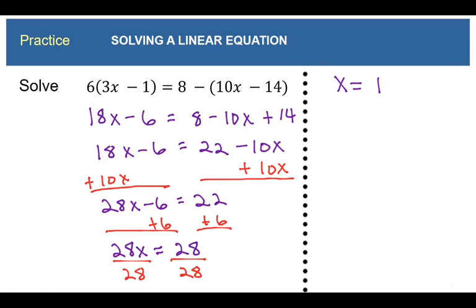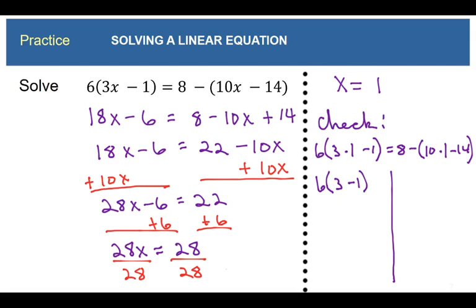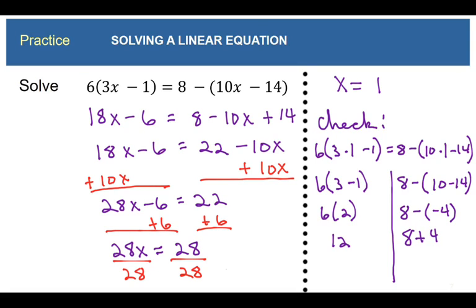And we could just really quickly check our work, putting the 1 in place of the x. And so I'm going to get on the left side, 3 times 1 is 3, and 3 minus 1 is 2. And so the left side equals 12 when I put the 1 in there. And on the right side, 10 times 1 is 10, and 10 minus 14 is negative 4, and 8 minus negative 4 is 12. And so they do match, so I've verified that 1 was the correct solution.